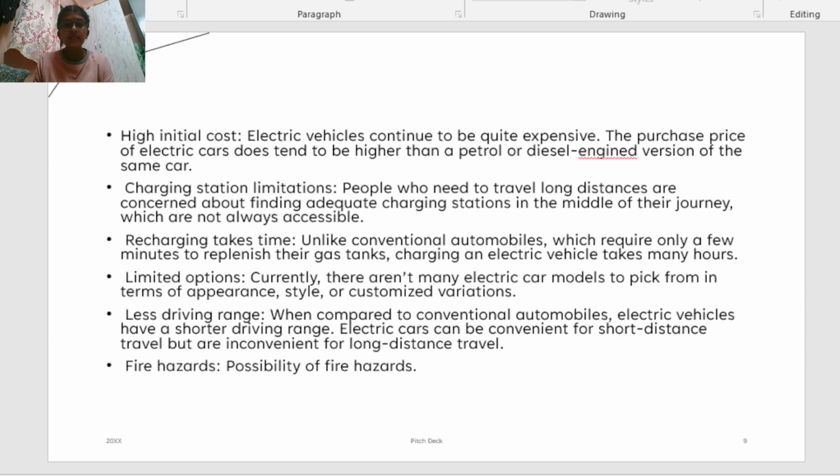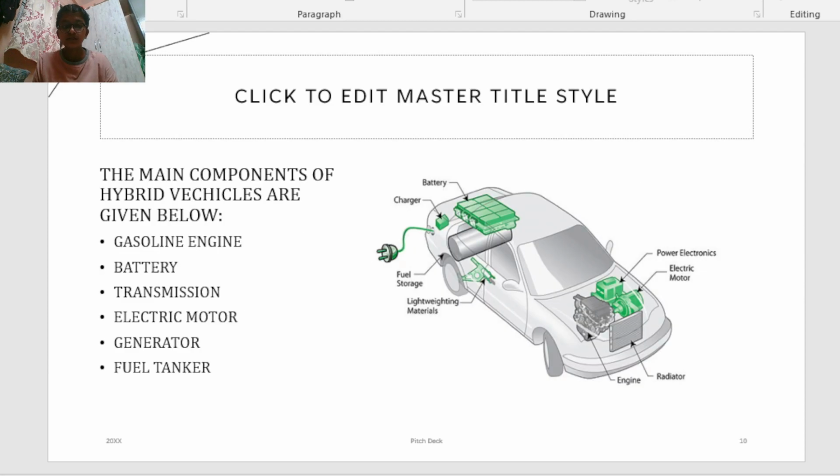Limited options. Currently, there are not many electrical car models to pick from in terms of appearance, style, or customized variations. Less driving range. When compared to conventional automobiles, electric vehicles have a shorter driving range. Electric cars can be convenient for short distance travel but are inconvenient for long distance travel. Fire hazards. Possibility of fire hazards is higher in case of electrical vehicles.